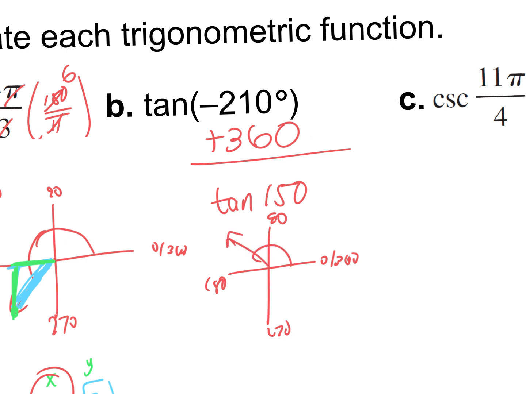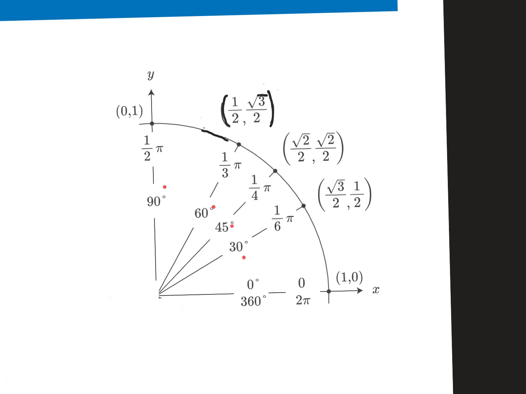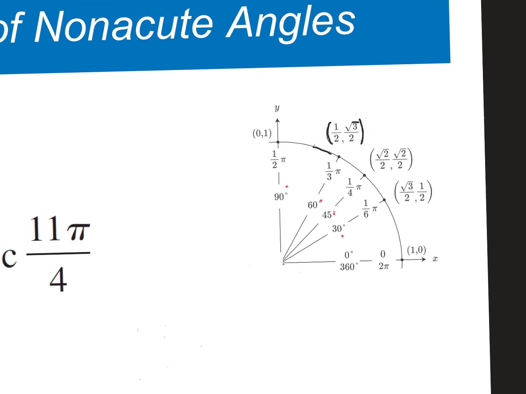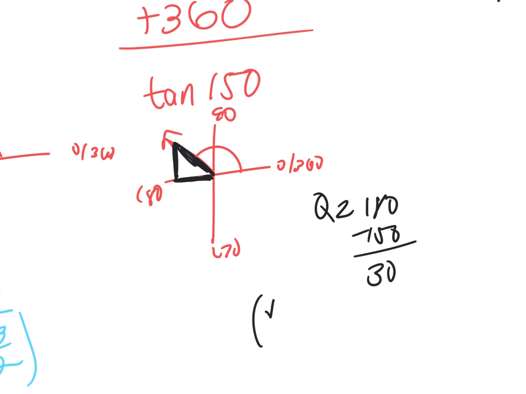So we're going to find the reference angle, and then fix our signs for x and y, and then we can figure out what the tangent is. So how do I find it in quadrant 2? What's my rule? Quadrant 2 is 180 minus the angle. So I'm talking about 30 degrees. So what is the ordered pair at 30 degrees? It's root 3 over 2 and 1/2. So it's positive square root of 3 over 2, comma 1/2.